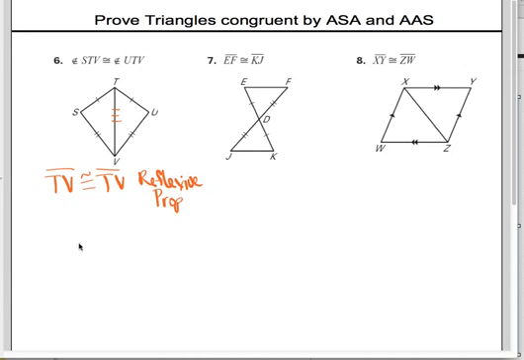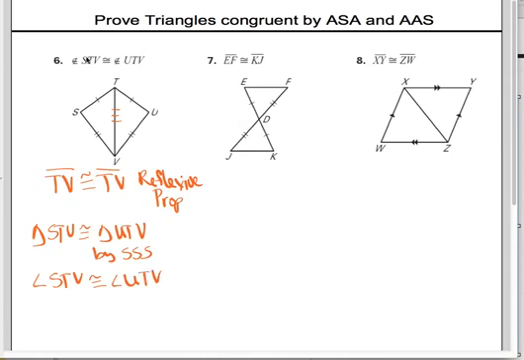Now we can see that all the sides are marked. So I'm going to name the congruent triangles. I'm going to say STV. For the first one, that just seems like it's easy to replicate over here, would be UTV. And my reason would be side, side, side. And then I would be able to say that angle STV is congruent to angle UTV.